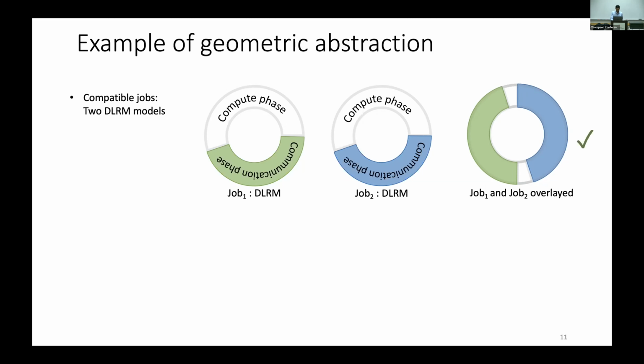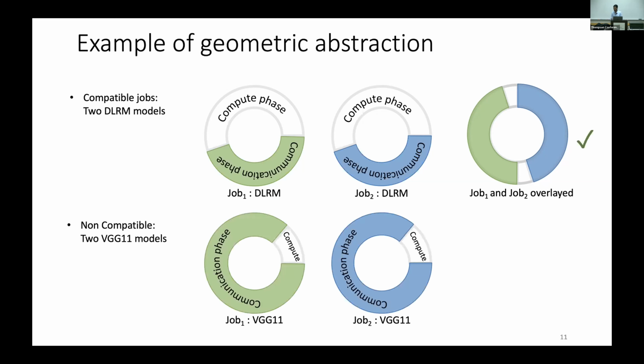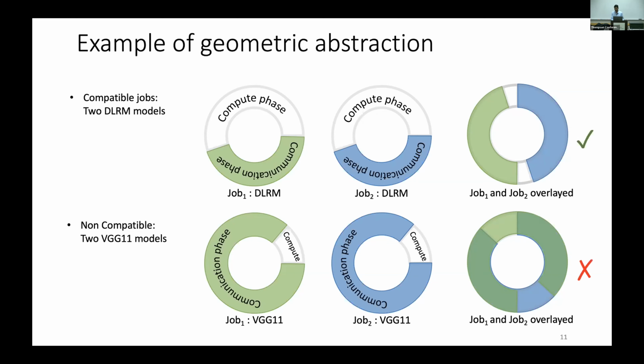Now let's take a different example. We take 2 VGG11 models, which we saw earlier as non-compatible. We again draw their geometric abstraction. And now when we try to roll the geometric abstractions, we see that no matter how much we rotate them, the communication phases do not separate out. This implies that no matter how much unfairness slides the communication demands, they cannot interleave their communication phases. Hence, our geometric abstraction shows that the second group is not compatible.